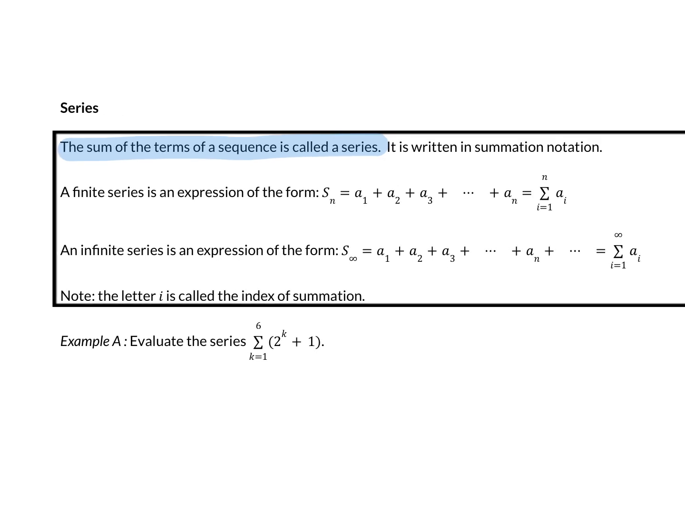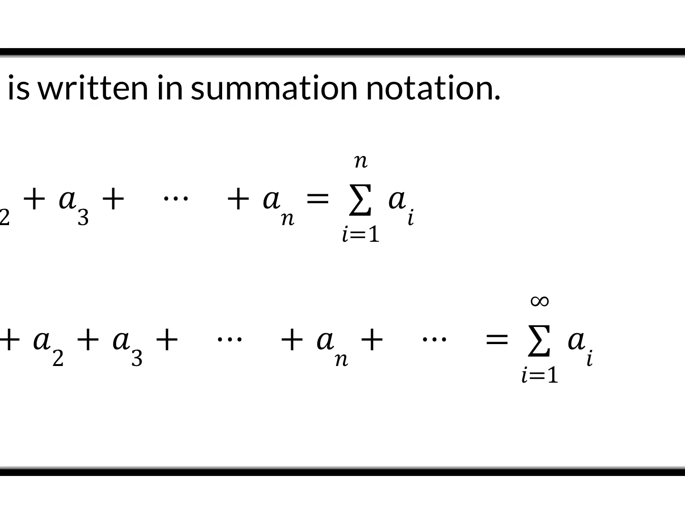There are 2 different series that you could find. You can find either a finite or an infinite series. Finite means it stops, for example 1 to 5: I want to add the first 5 terms of the sequence together. Infinite, I think, speaks for itself. I'm going to go from 1 to infinity, however many terms in my sequence, add those all together. What do I get?